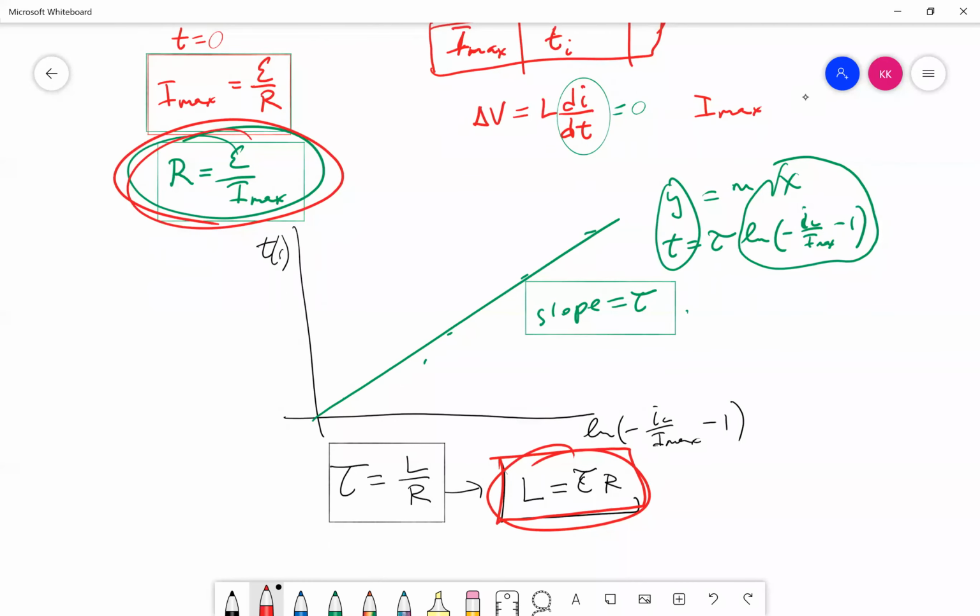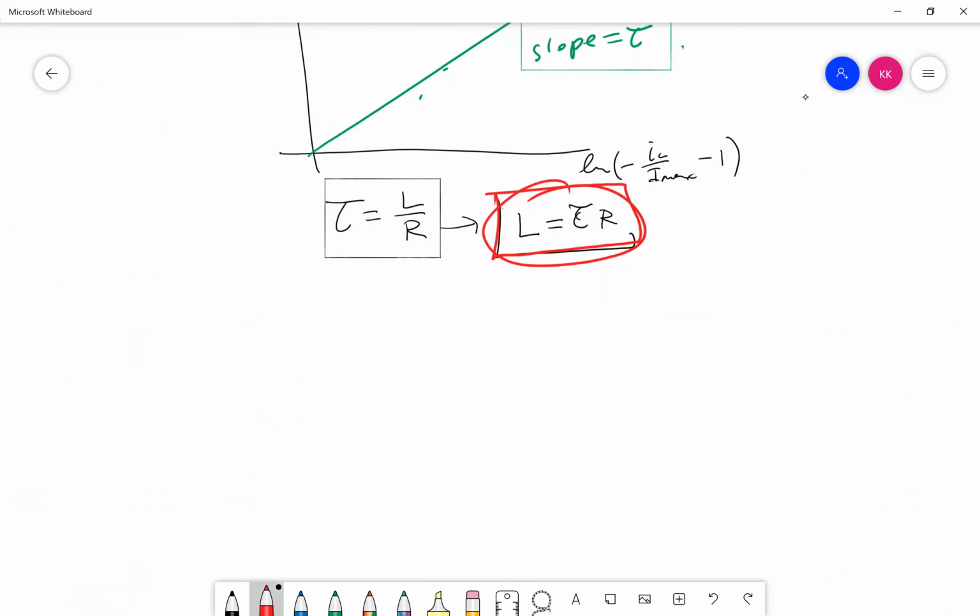Second part is kind of similar. What we do is after a very long time, we can then, let's say, open the switch. Okay, so if we open the switch, so let's say here's the battery.